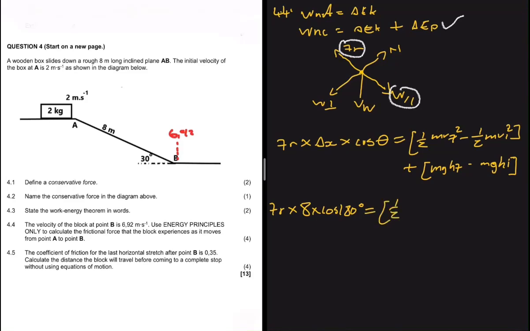And then that will be equal to a half the mass of the object, which is 2 kgs, and then velocity final is here, we've talked about it, 6.92. So we have 6.92 squared minus a half the mass of the object, which is 2, and then velocity initial, which is 2 meters per second. We square that, and then we have plus mgh final. So the mass is 2 kgs, and then g, gravity, is 9.8, and then the height final.